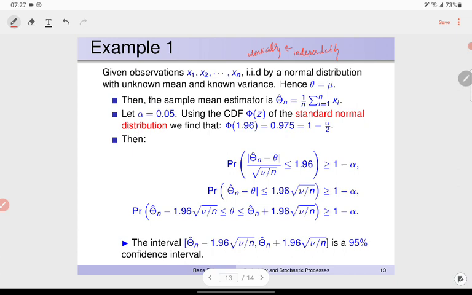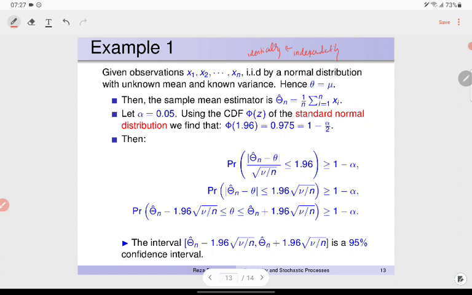Then the sample mean estimator is theta hat n. This is the point estimator. How do we find the point estimator? Just one parameter, so this is actually easy. We just take the sample mean: we sum all of these observations and divide by n, namely their average, 1 divided by n, summation of i equal to 1 until n of xi. So this is our estimate.